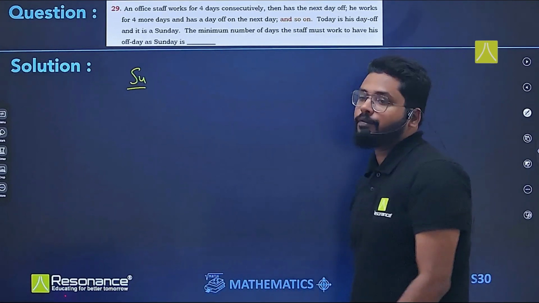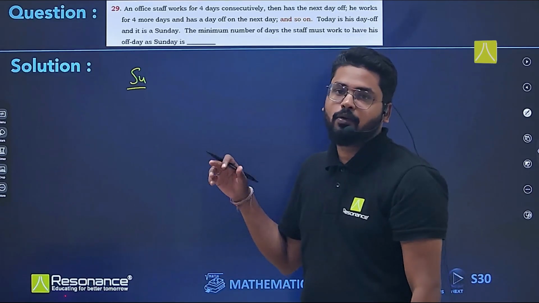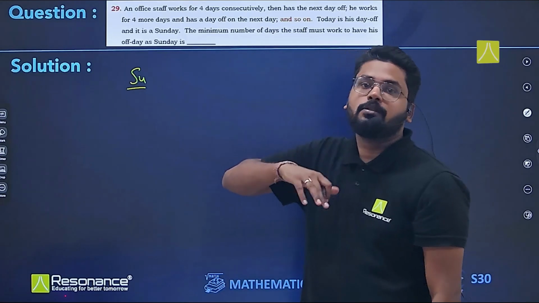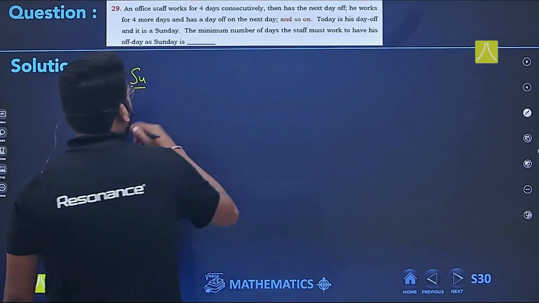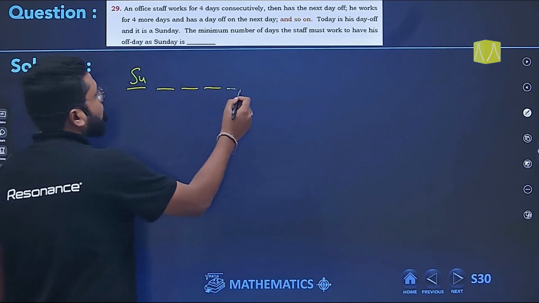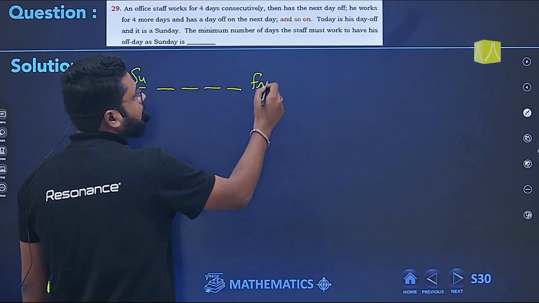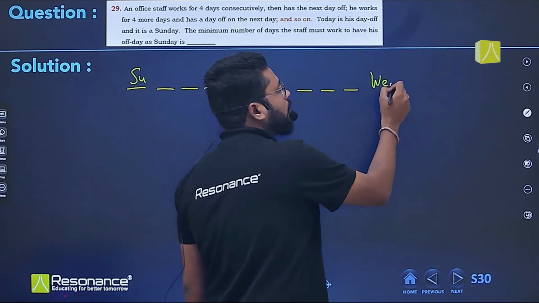Okay, so after every 4 days he has 1 day off. So starting from Sunday it is off for him. So after how many days will Sunday come again as an off day? Okay, suppose after Sunday he is working 4 days. 1, 2, 3, 4. So Monday, Tuesday, Wednesday, Thursday will be gone. So Friday is off. Saturday, Sunday, Monday, Tuesday. So Wednesday will be off.